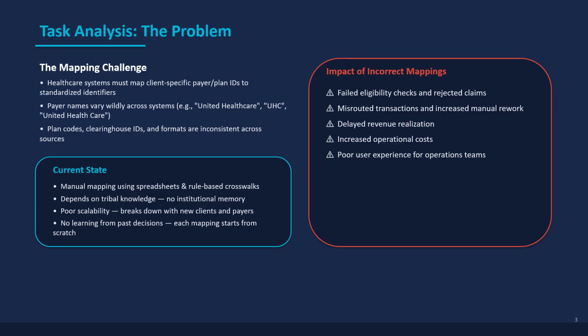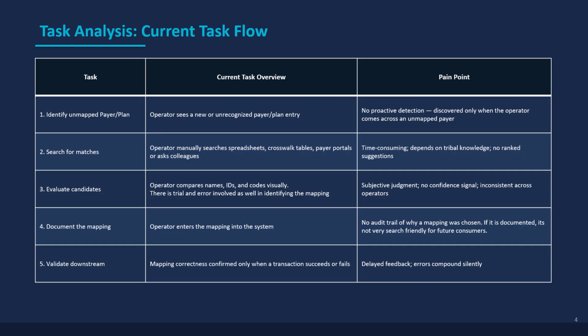We established earlier that ML could help solve this problem by walking through the CRISP DM framework. We now want to ensure that we are accounting for the human factors while using ML to solve this business problem. Now let's break down the tasks involved in the current mapping exercise, which is very manual. We can see the various tasks involved with mapping and their corresponding pain points.